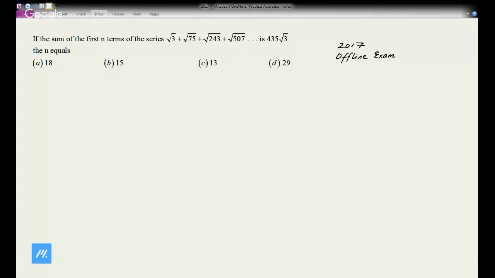Okay, so the next question is again pretty much straightforward. And I would say this was a very easy question. In fact, I would rather say this is one of the easiest questions that came from this particular chapter in the entire 5 years.